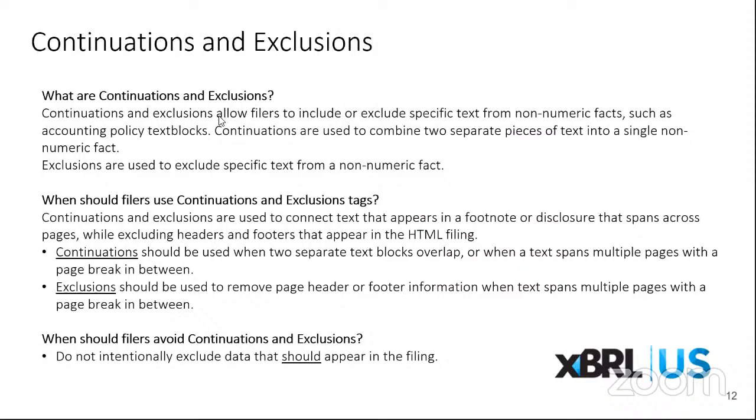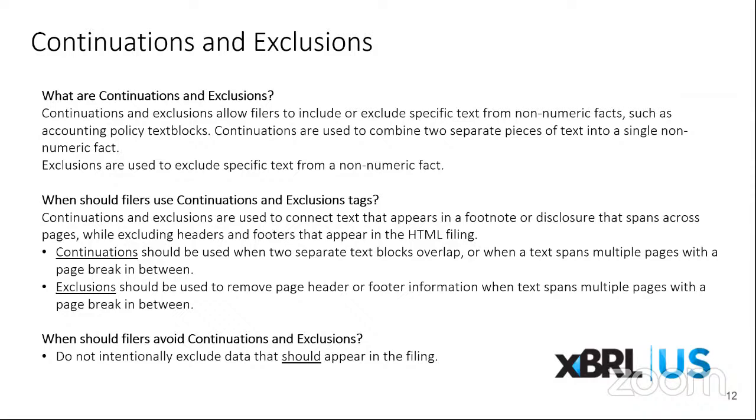So we also have continuations and exclusions. These are going to allow us to include or exclude specific pieces of text from non-numeric facts, such as your text blocks used in notes to financial statements. Filers should use continuations and exclusions when it's impractical to not use them. You don't want to use them all the time, but there are certain situations where you actually must use them.